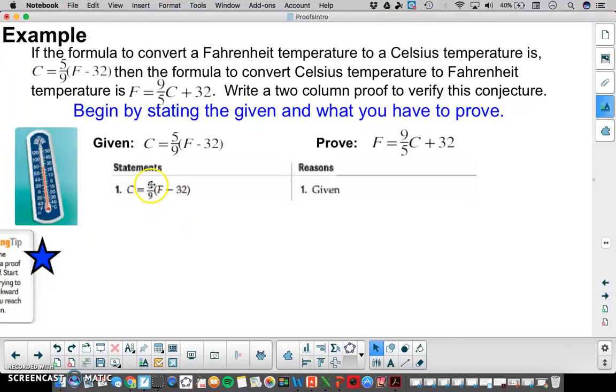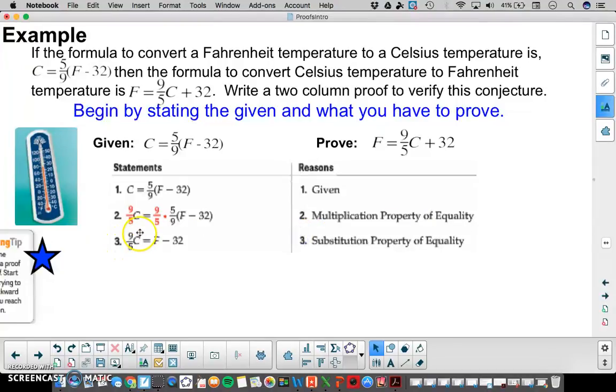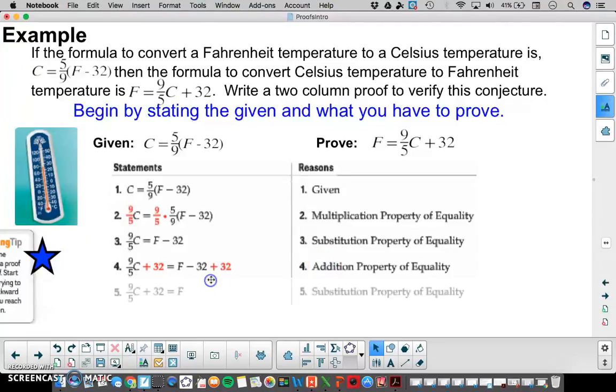Well, first I can get rid of that fraction, so I would multiply by 9/5 on both sides using the multiplication property of equality. Then I need to substitute, because I know 9/5 times 5/9 is 1, so I'm left with F minus 32 on one side and 9/5 C on the other side. To solve for F, I need to add 32 to both sides, so using the addition property of equality. And then again, I'm going to use substitution to say 9/5 C plus 32 equals F.